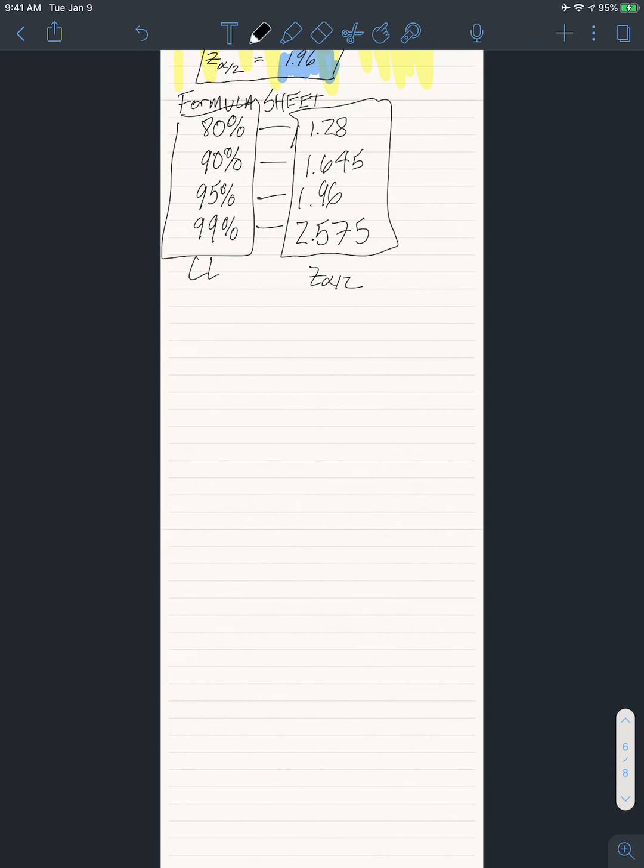Hopefully everyone's hanging in there. Not too lost yet. Who knows? Now we can actually start constructing our interval. Believe it or not, we're ready.